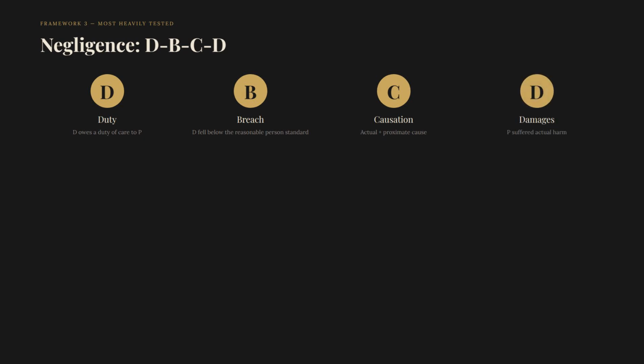Okay, so building on that, now negligence. This is the most heavily tested framework on both the California Bar and the MBE. The mnemonic is DBCD. Duty, breach, causation, damages, all four are required, so miss one and P loses. Your IRAC should hit all four in order, every single time.